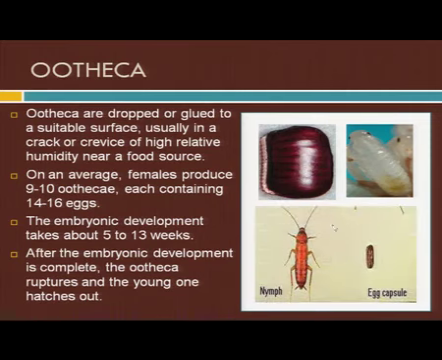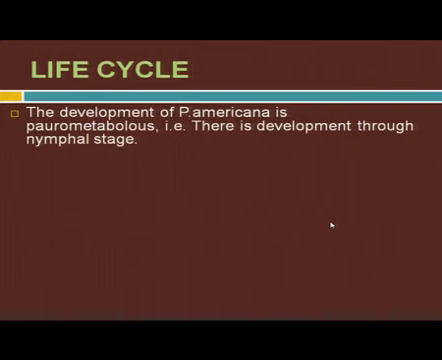So, you can see these are the different stages. The ootheca, which comprises of 14 to 16 eggs. From each egg a young cockroach will come out, and later it will turn into a nymph when the exoskeleton or the layer of cuticle gets deposited over it. Now, let us try to see the life cycle of a cockroach.